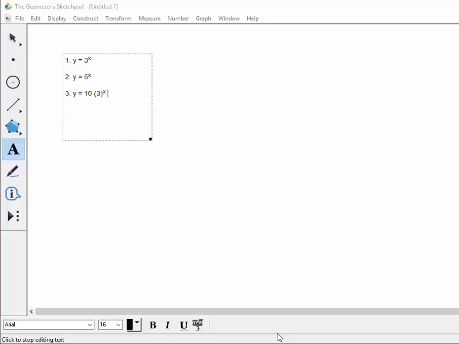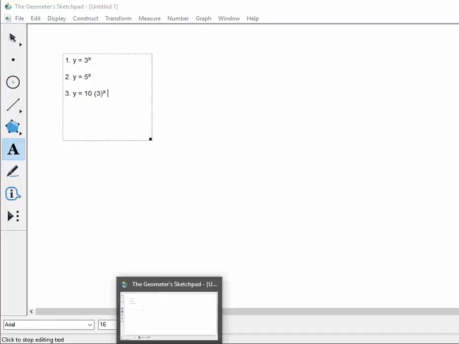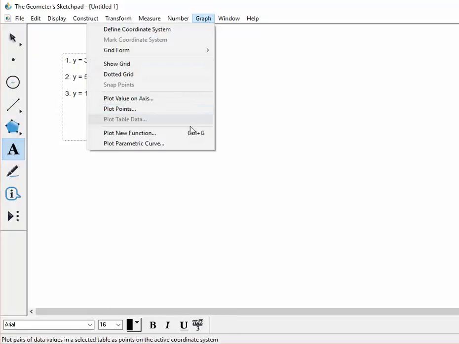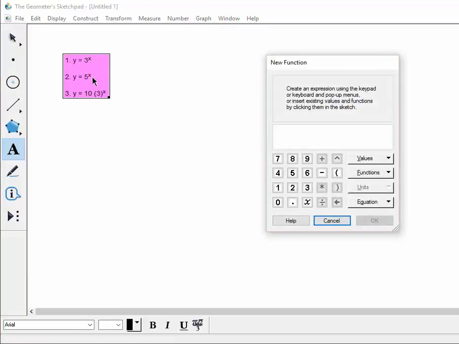In this video, we're going to graph a couple exponential functions, and this is from chapter 11.3 assignment. So you're going to go to graph, plot new function, and here's the equations I want to graph.